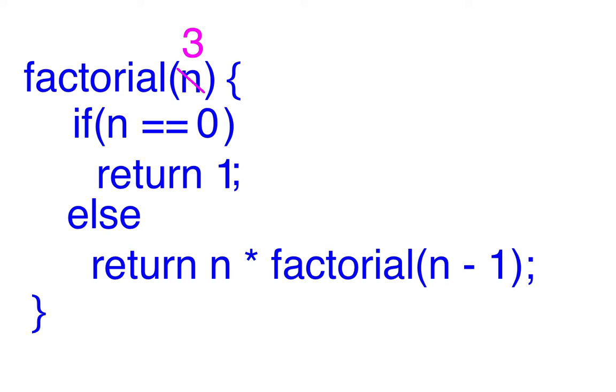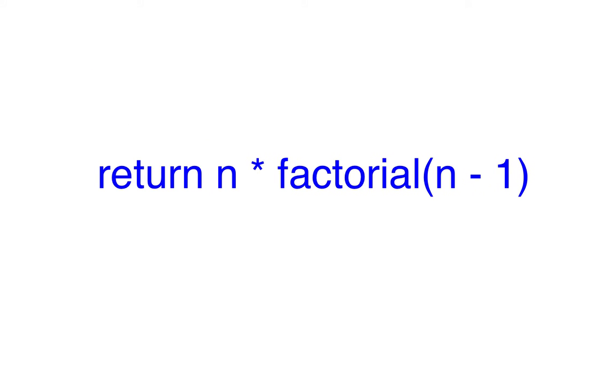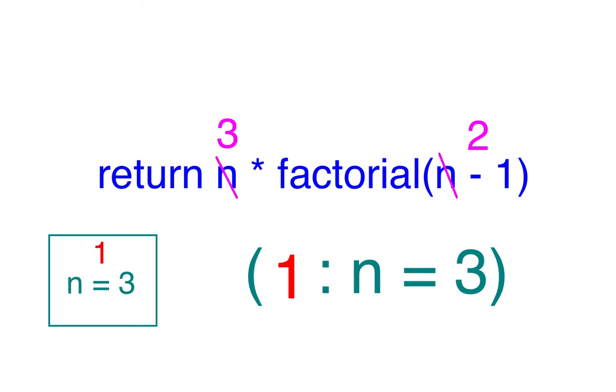So first of all, we call this function with n equal to 3. It's not equal to 0, so we go to the else case. Now n is equal to 3, we are going to call this function with n minus 1, which is 2 in this case. So what happens?